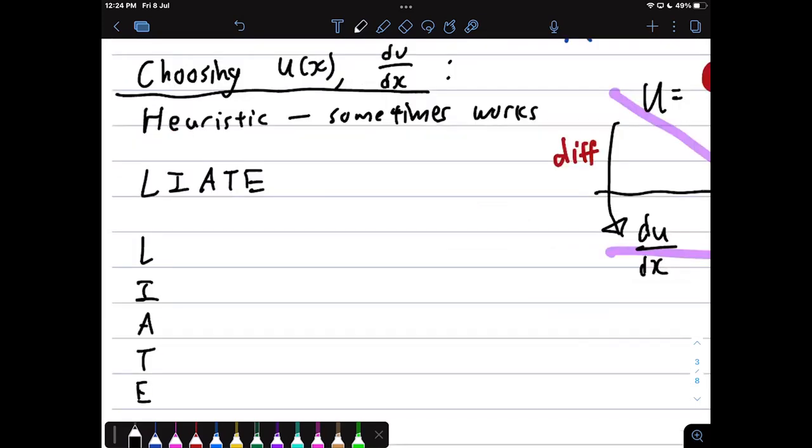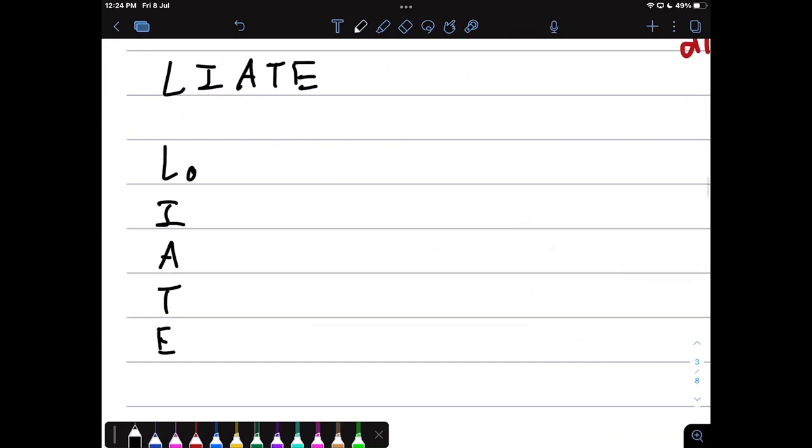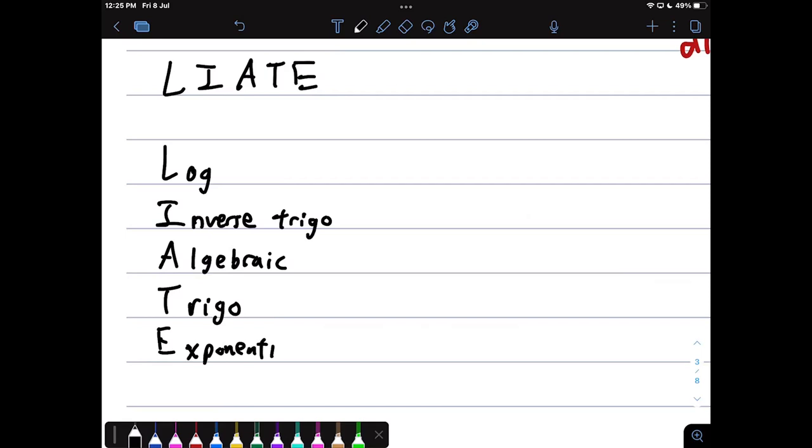I need to zoom in. Logarithmic. I'll just write log. Inverse trigo. Algebra or algebraic expression. And this one is trigo. This one is exponential. Which one do you think is the easiest to integrate? Is it the top one or the bottom one? The top one?